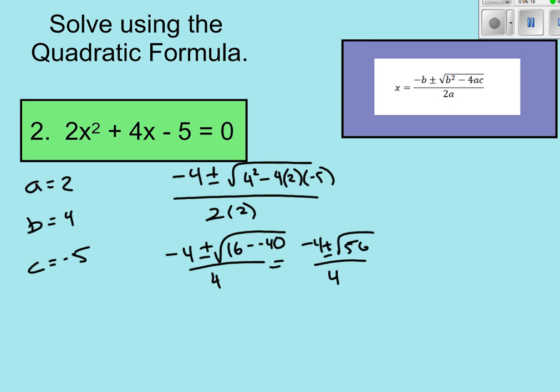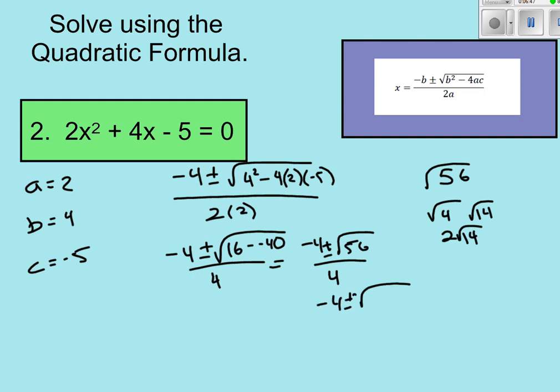Now, the square root of 56, it's not perfect, but you can simplify it. 56 can be divided by 4, though not by 16. So 56 can be split into the square root of 4 times the square root of 14. So it can be 2 square root of 14.